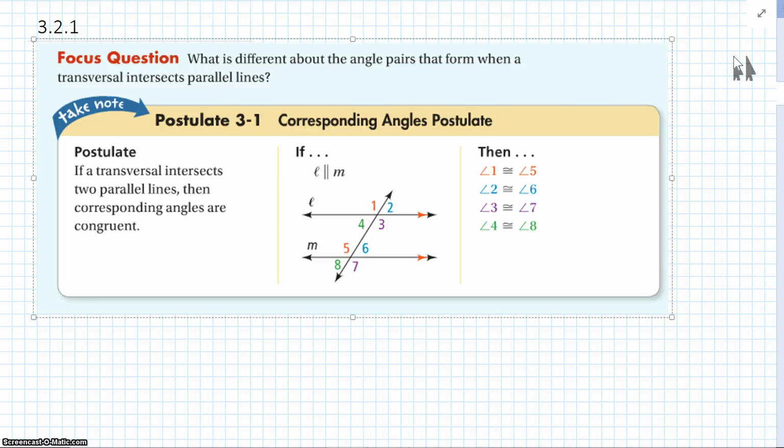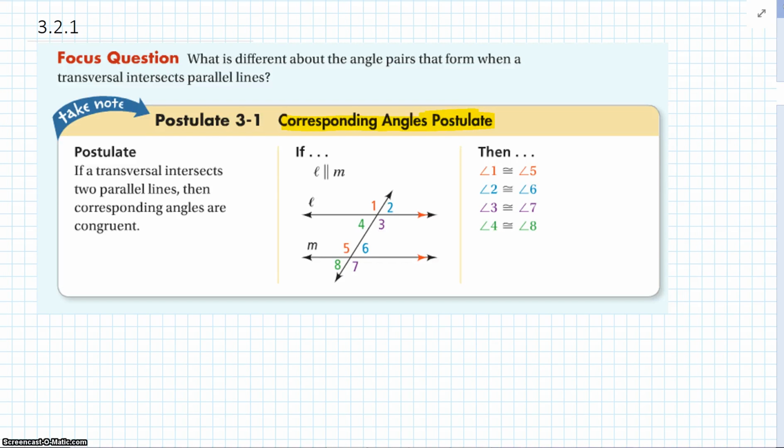So here's what we know. Here's the postulate, the Corresponding Angle Postulate. It says this: if a transversal intersects two parallel lines, then the corresponding angles are congruent. So in this example, angle 1 is congruent with angle 5, because again, they're corresponding angles. Angle 6 is congruent with angle 2. Angle 4 is congruent with angle 8. And angle 3 is congruent with angle 7.